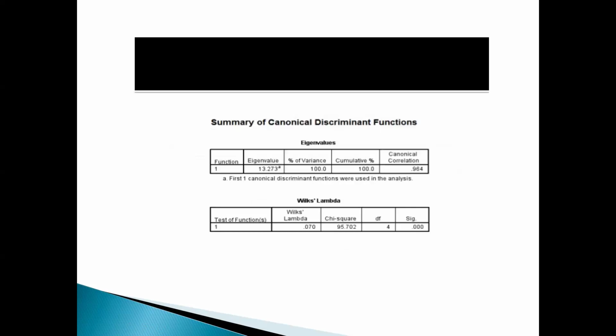and on the basis of that we can classify into one of the groups. See here, these are the eigenvalues. So canonical correlation is good, and eigenvalue is very good for this function, 13.2. And if we see the Wilks lambda, it has a value of 0.07, and it is significant at 0.000. So the p value is very much less than 0.05. It means the model is of good fit.